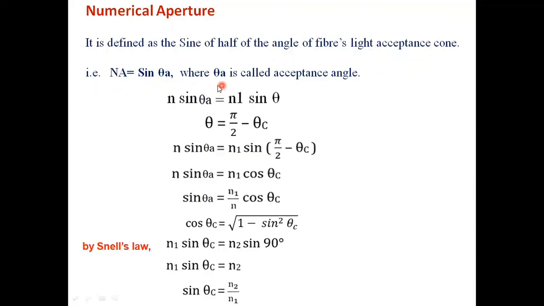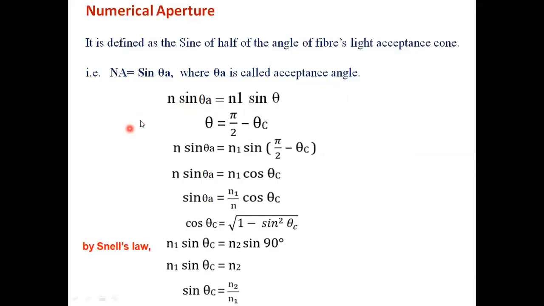Therefore numerical aperture equals sine theta A, where theta A is called the acceptance angle. As per Snell's law, n sin theta A equals n1 sin theta. As we know already, n is the refractive index of the air medium, theta A is the acceptance angle, n1 is the refractive index of the core medium, and theta is the refracted angle into the cladding medium.